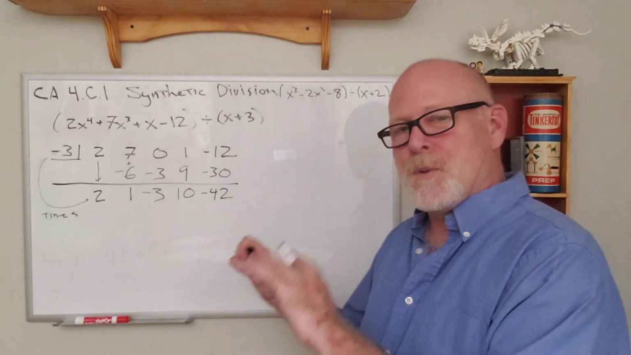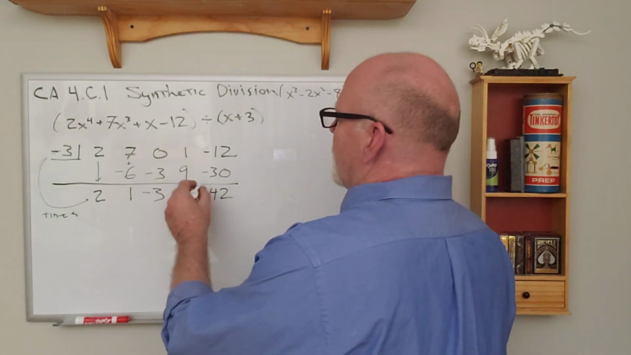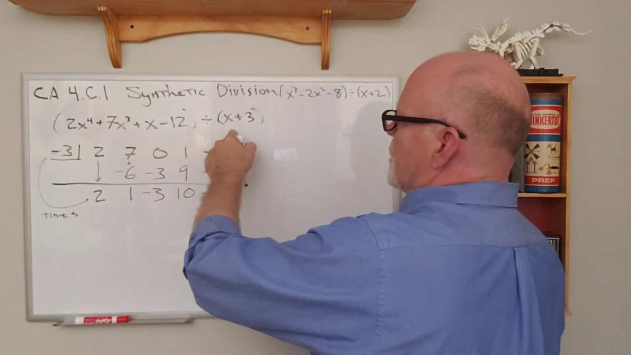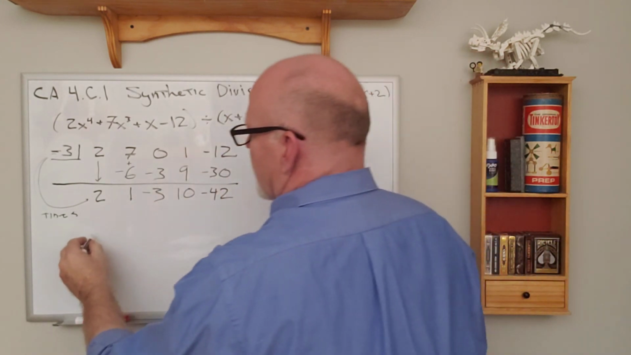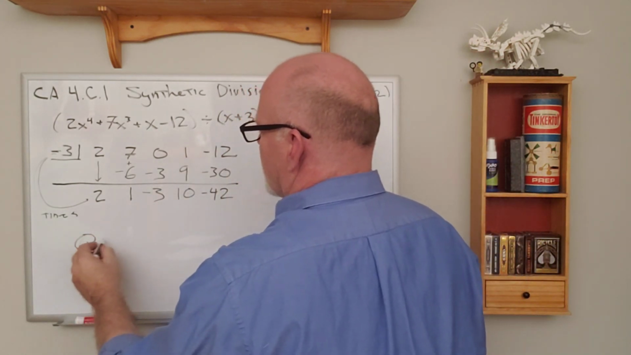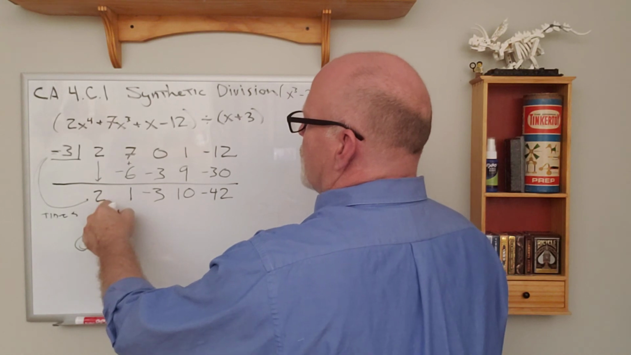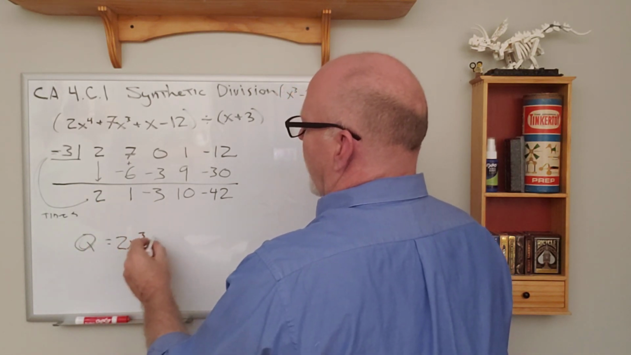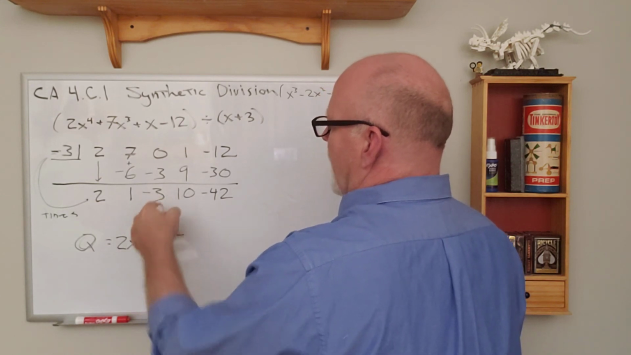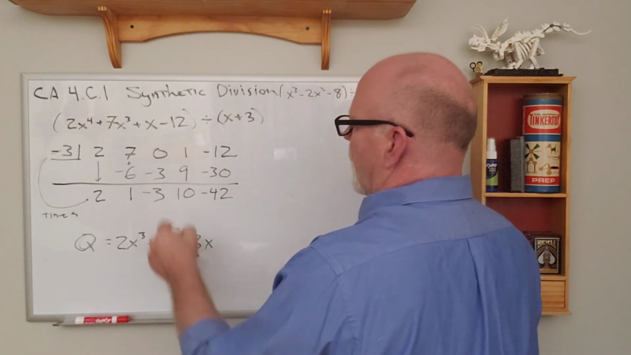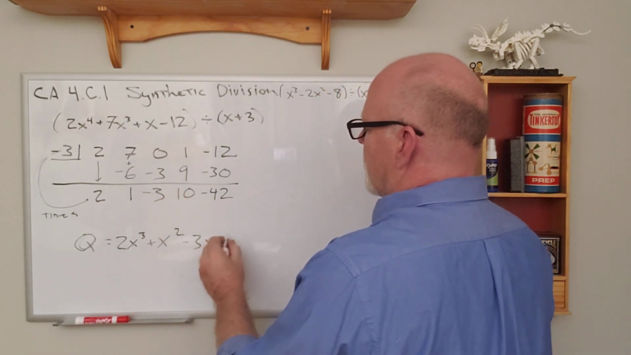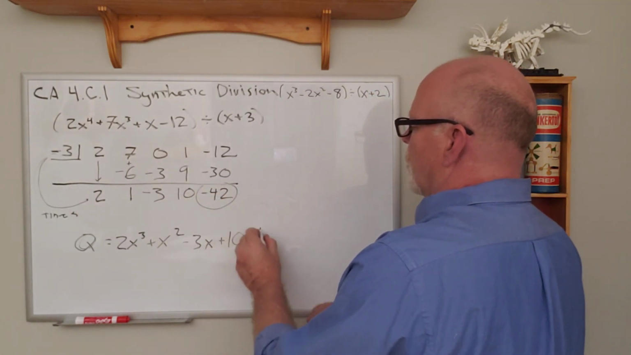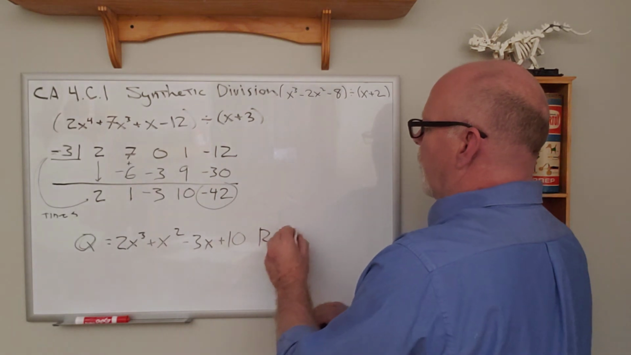We need to discuss what this means here. This means that when we divide this polynomial by x plus 3, the quotient, Q for quotient, is 2x to the third plus 1x squared minus 3x plus 10 with a remainder of 42. Negative 42, excuse me.